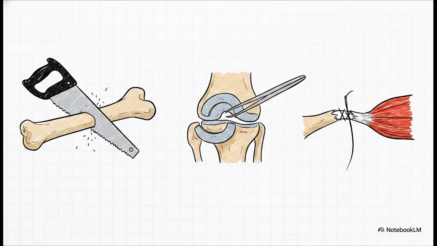Next, we take osteo, combine it with otomy, and that creates osteotomy, the cutting of bone. Then we have meniscectomy. This is the removal, the ectomy, of the meniscus cartilage in the knee. Finally, tendon repair requires the suturing, or tenorrhaphy, of a torn tendon.